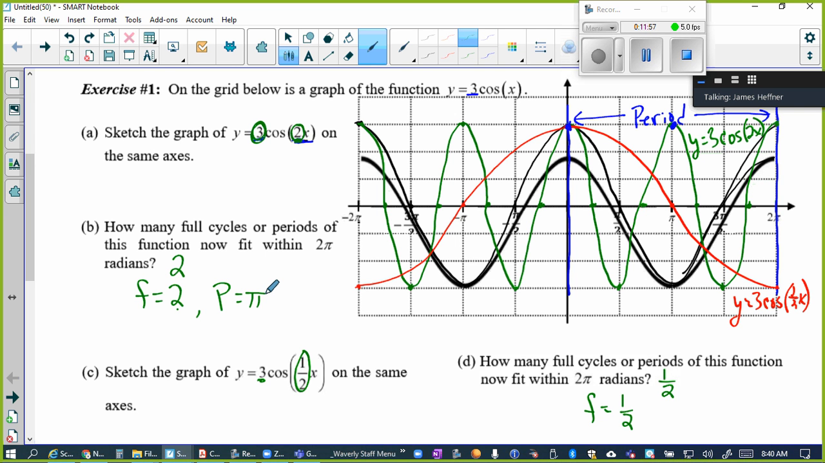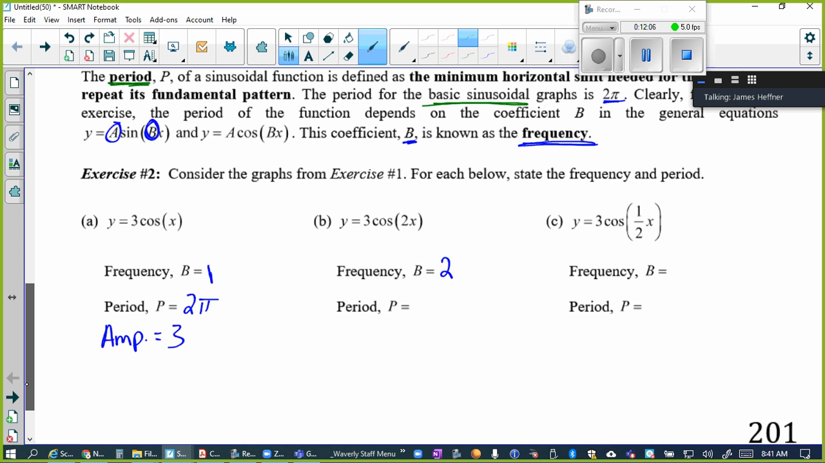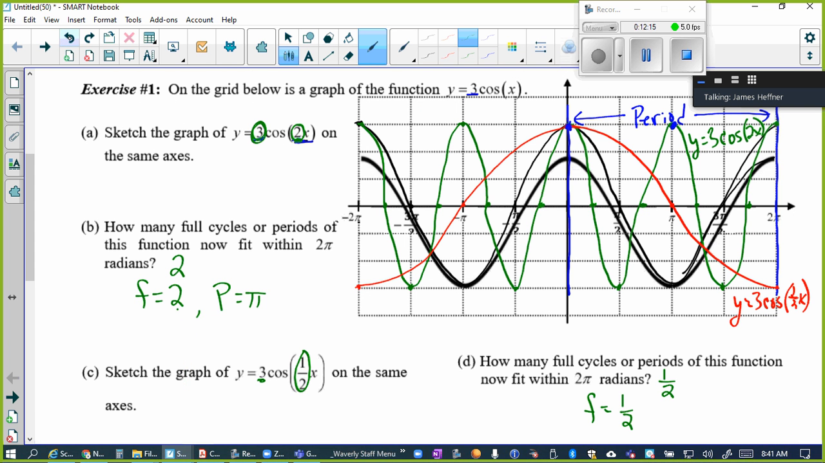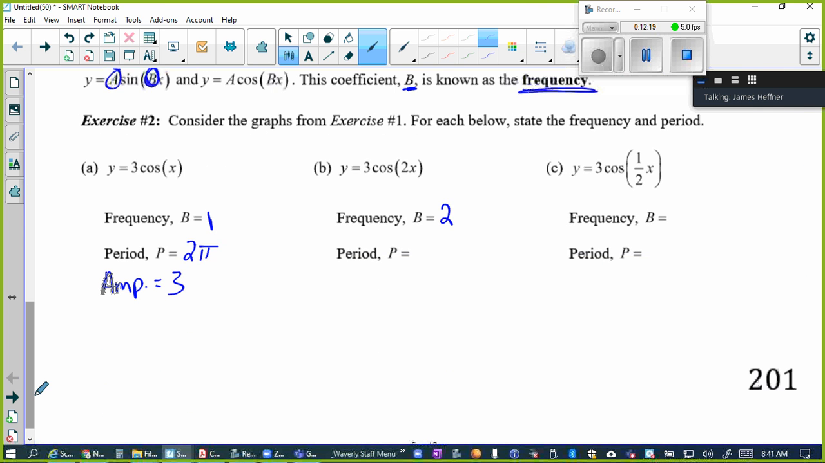The frequency doubled, so the period got smaller, right? So they're like inverse of each other. That's what I was getting at. So if the frequency here in y equals 3 cosine 2x is 2, the period is normally 2 pi, right? Normally the period's 2 pi. What's the period now if we double the frequency? Instead of 2 pi, it's what? It would just be pi. Half of 2 pi, which is just pi.